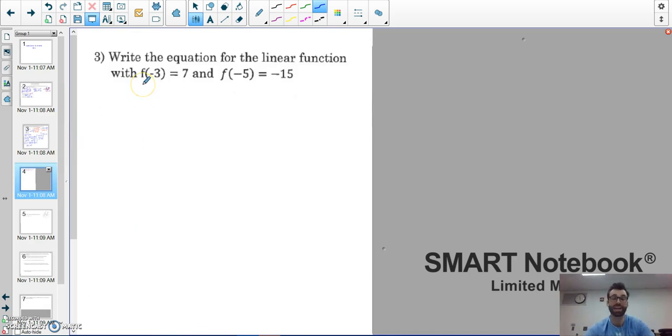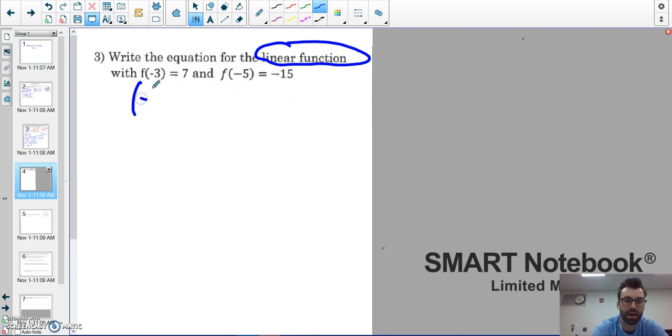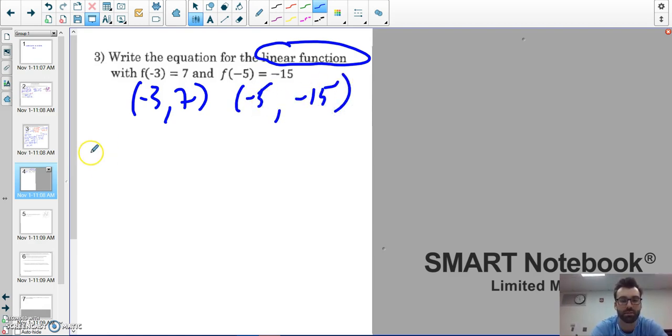Let's try number 3. How about it? Write the linear function. Okay, remember a linear function is either in point slope form or slope intercept form, which means I have to find my slope first. If my input is negative 3, that means my x is negative 3 and my y is 7. My x is negative 5 and my y is negative 15.